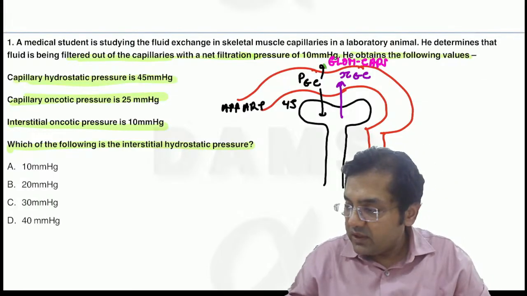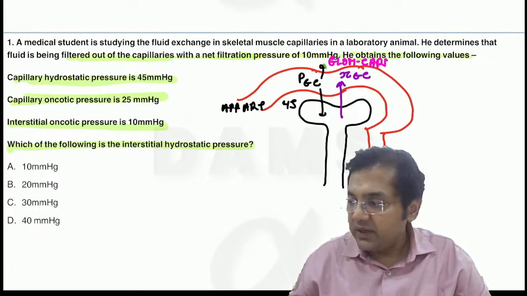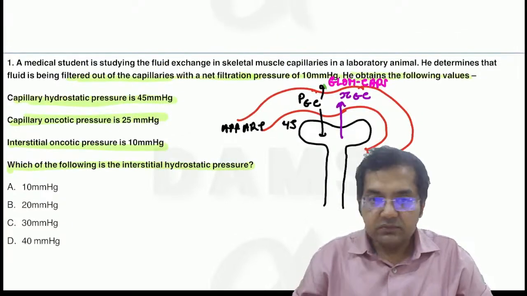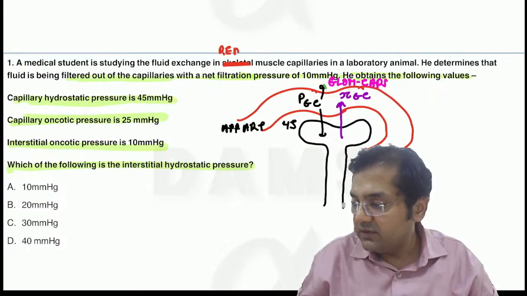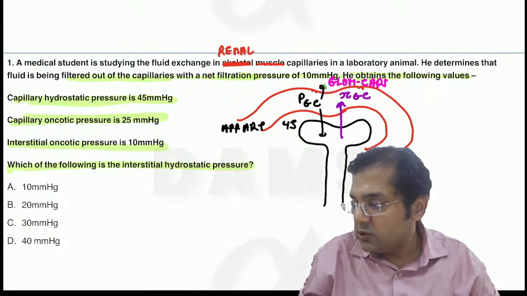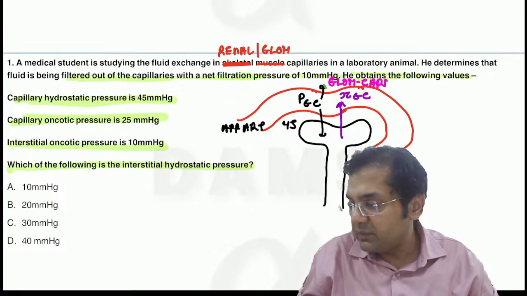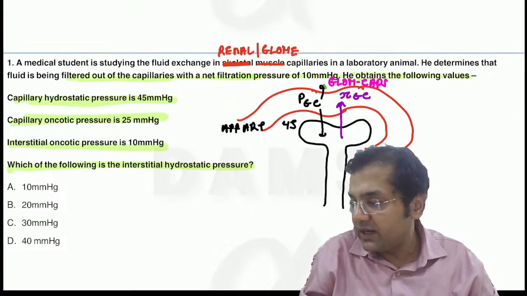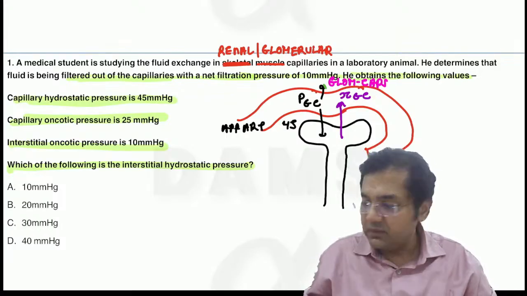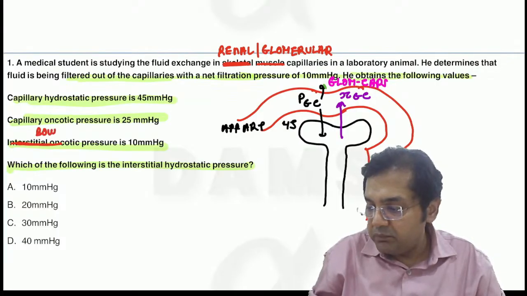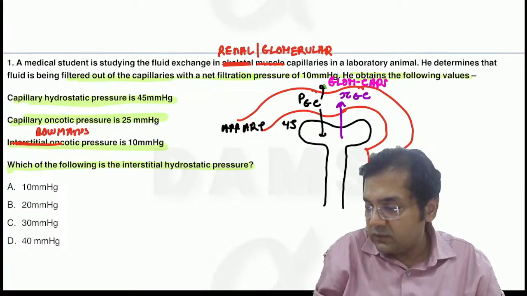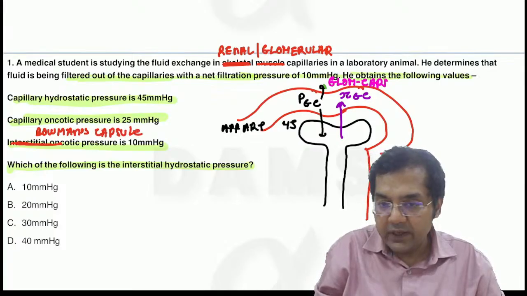Interstitial oncotic pressure is given. Right, so over here, in the question, we have given you skeletal muscle capillaries. This you can also change to renal or the glomerular capillaries, as I am making the figure of glomerular now. So kindly change it to glomerular capillaries, right? Concept will remain the same. And instead of interstitial oncotic pressure, we can write down the Bowman's capsule oncotic pressure, right?